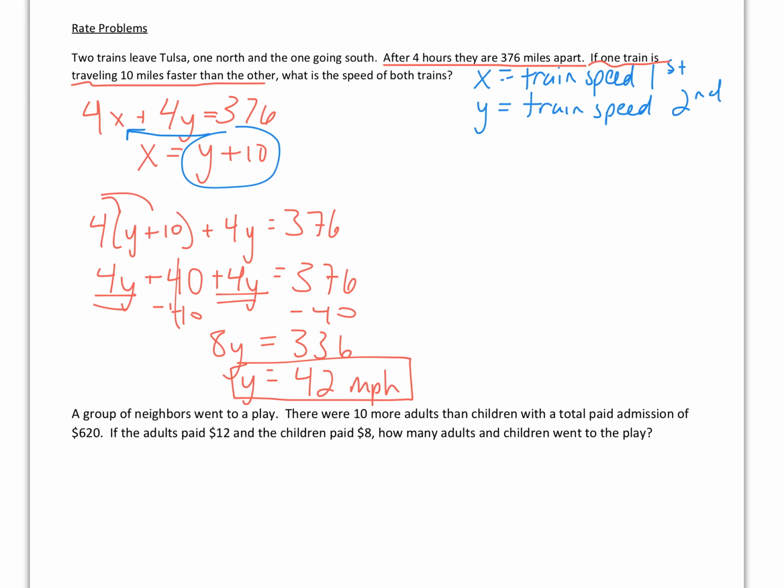42 miles per hour. Well, let's take 42 and plug that back in, probably into the second equation again. It looks easiest. Well, 42 and 10 gives me that the other train is going 52 miles per hour.